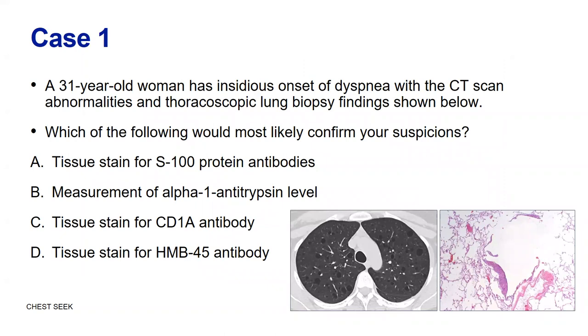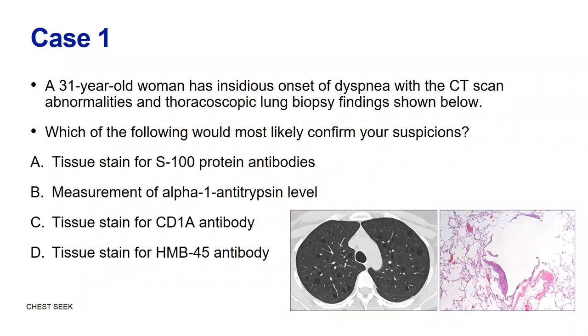Now, that brings us to our first case. So this is a 31-year-old female. She has an insidious onset of dyspnea, with her CT scan abnormalities shown here. And she had a lung biopsy with findings shown here. So which of the following would most likely confirm your suspicions?